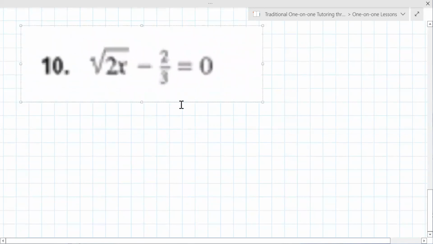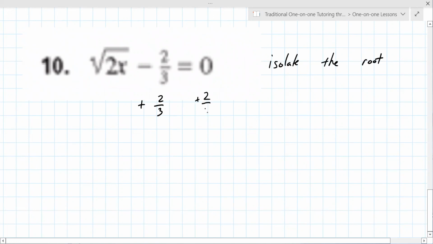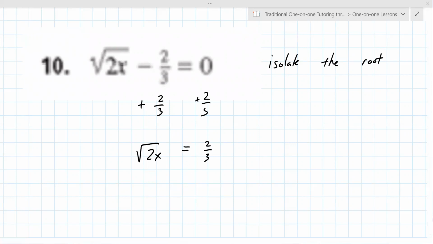All right, so our goal again is to isolate the root. Okay, so we're going to add 2/3 to both sides. Now, maybe in a previous lesson, or in the past, you would get rid of fractions. Sometimes you do that, sometimes you don't. This is a time I would wait to try to multiply by 3 to get rid of the fraction. I would just move it over to the other side. All right, so now the next thing is to undo the square root. So you undo the square root with a square.